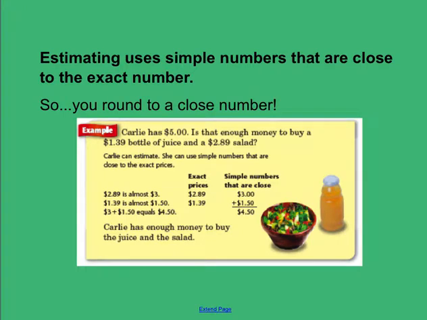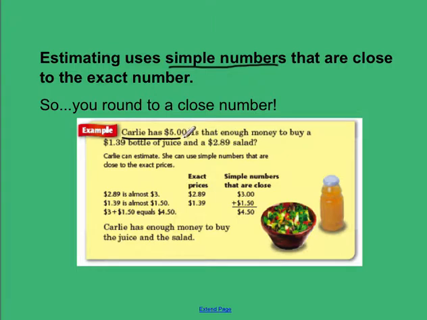And basically the principle behind it is that we estimate by using simple numbers that are pretty close to the exact number. So essentially, you are rounding to a close, nice, simple number. So my question then is, well, Mrs. MacPhail, what is a nice, simple number? Well, I have an example for you down here.